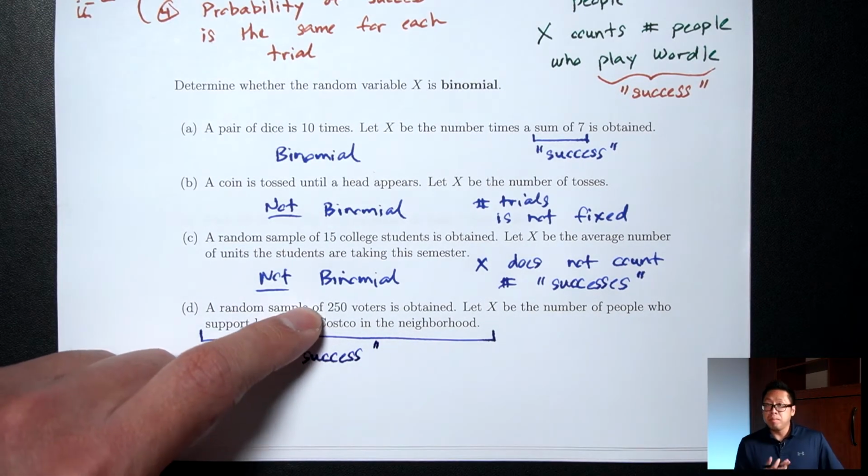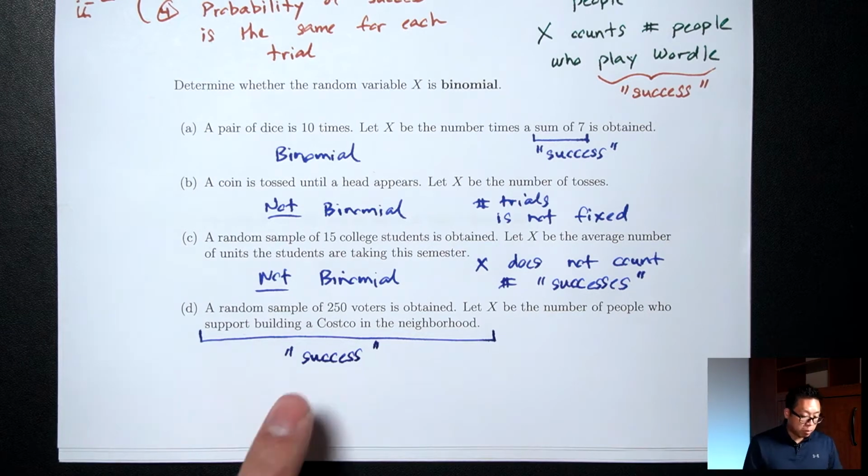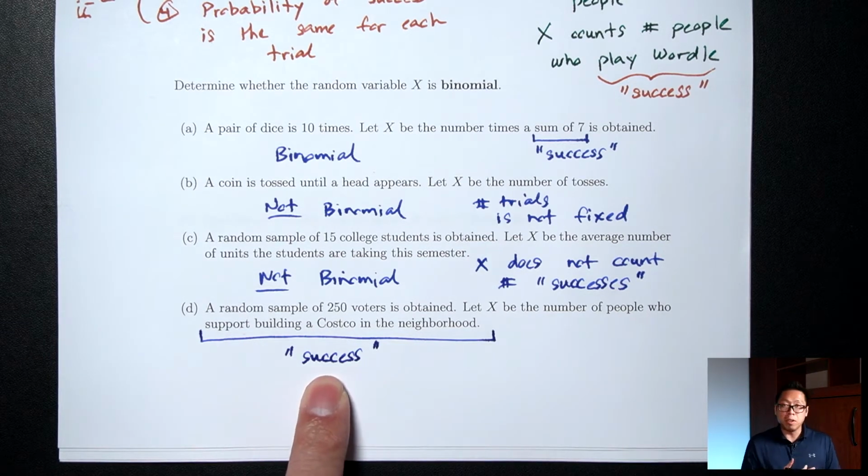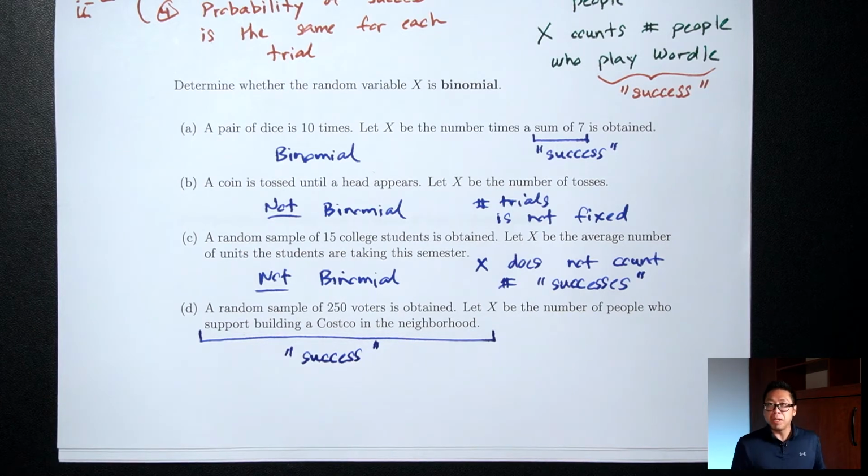Number of trials are fixed, 250. We are counting the number of successes. Success here meaning that they support building a Costco. This would be a binomial random variable.